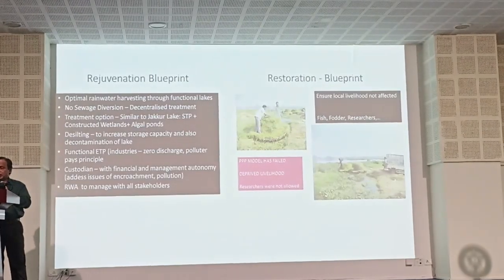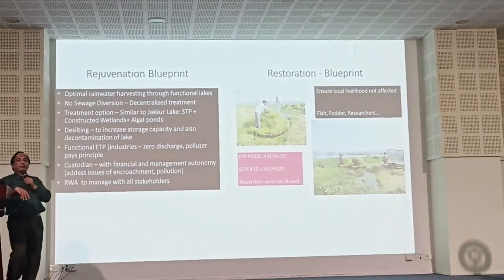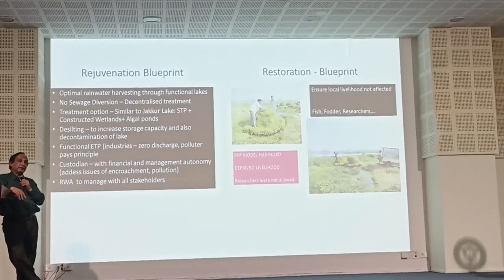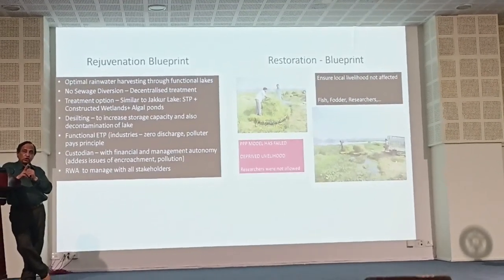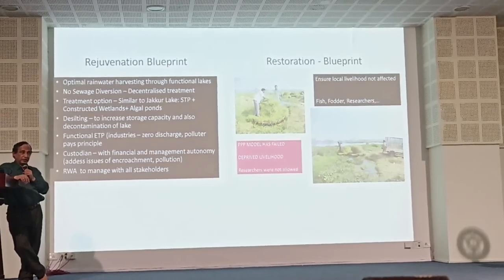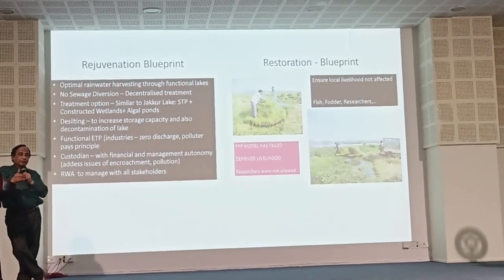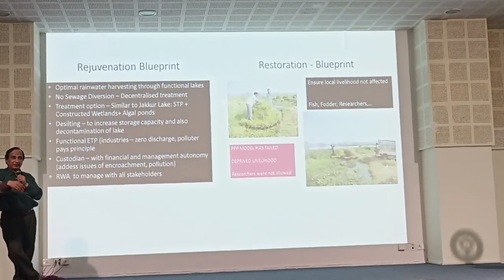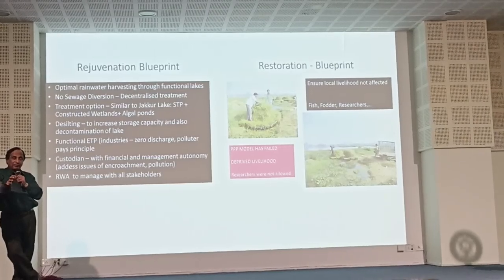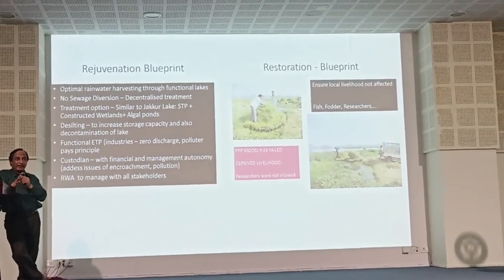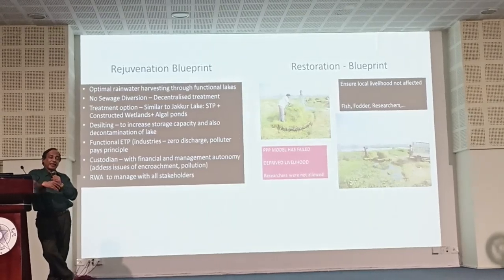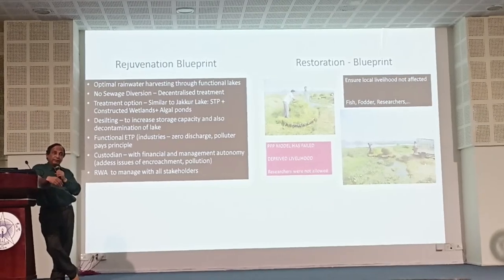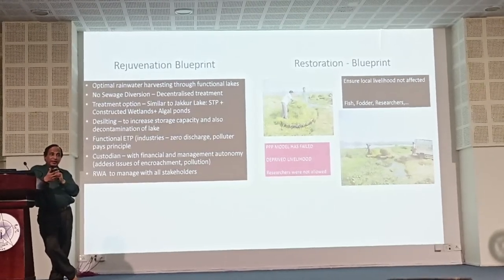Now, this is how we develop the rejuvenation blueprint. When you talk about a lake which is contaminated, if you are talking about rejuvenation, there are 2 steps. First step is decontaminate the lake. Second is arrest the contaminants entering the lake. When I say arrest the contaminants, you see the wastewater getting into the lake, you should not allow the raw sewage entering the lake. That is where nature-based solution will help.